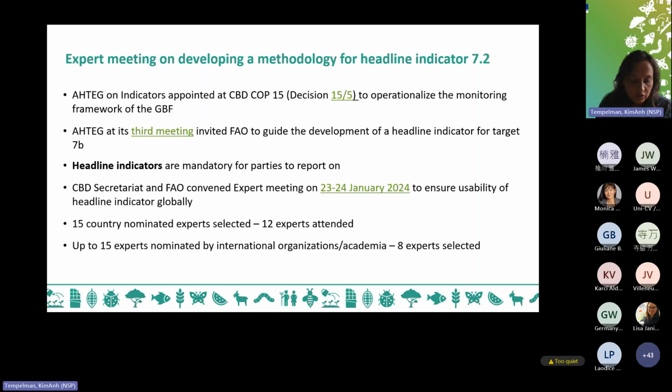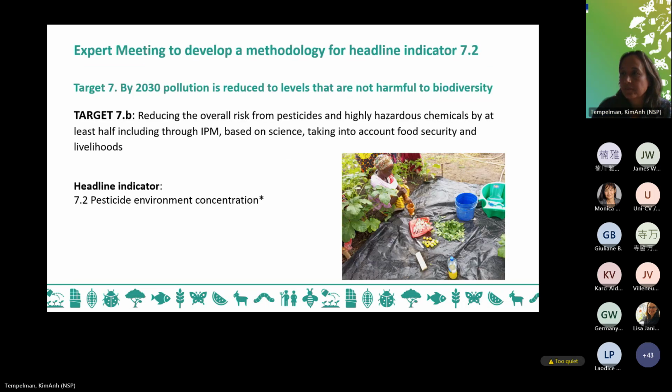I do wish to take the opportunity here to thank the European Union that funded the participation of the experts from the African, Caribbean, and Pacific countries through the ACP-MEAs3 project.